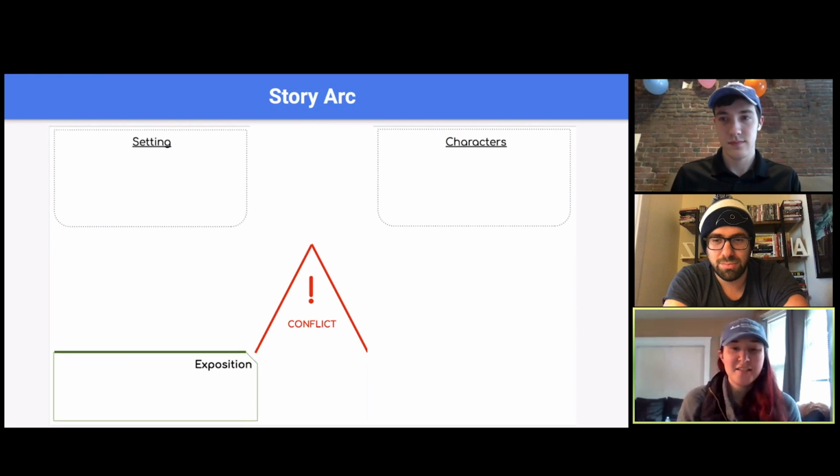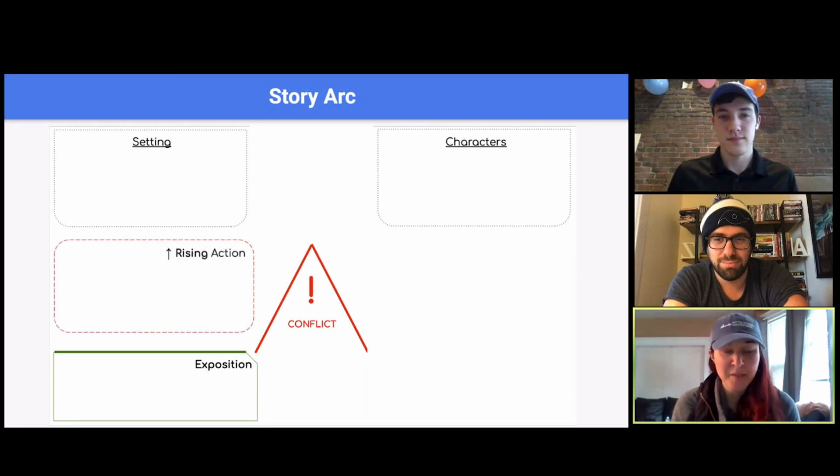The exposition is the beginning of your narrative, when you're introducing the setting and the characters and giving a beginning of the story. Then you're going to move up in your narrative to the rising action. This is where you start to introduce your conflict. You're going to introduce the interactions between the characters, and you're going to start to build on that problem.